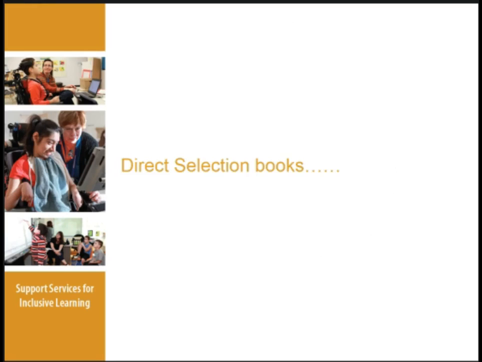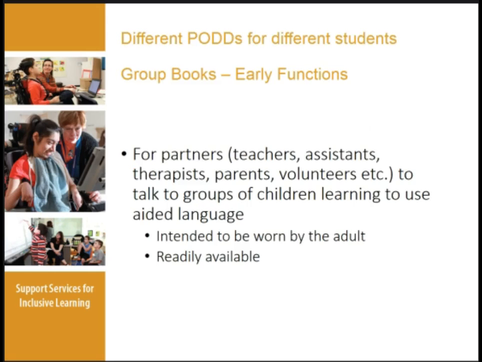Direct selection means the user directly points to a symbol or series of symbols with their finger or some other pointing device. Group books. The aim of the group books is to increase the ease for the adults to use aided language, to model and/or support students' understanding of general routine messages used in class, early childhood program, or intervention group.